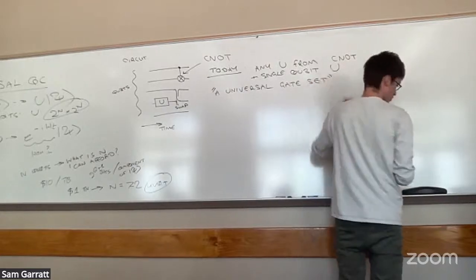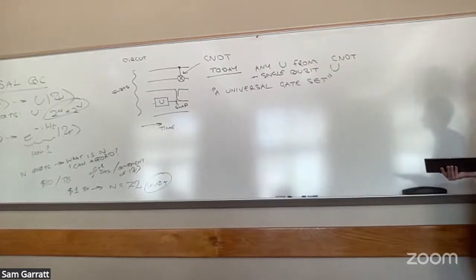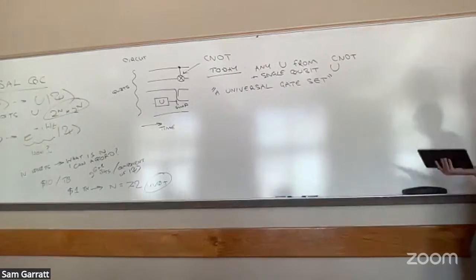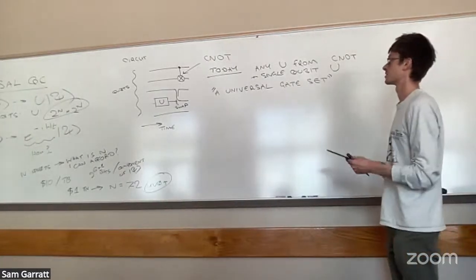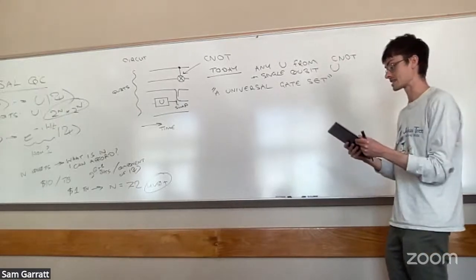This is the analog of saying that basically you can implement any classical computation on a bunch of bits using simple operations like AND, or I think NAND is supposed to be universal, but don't quote me on that. The analog of that is CNOT and single qubit gates. We'll talk about another universal gate set later.